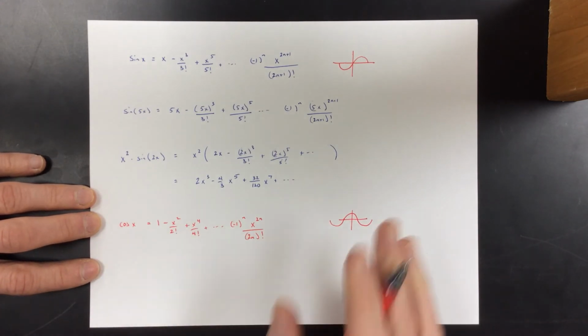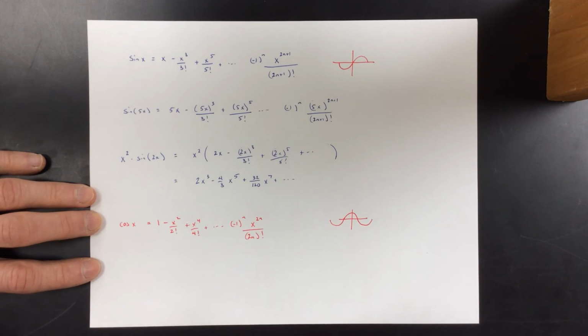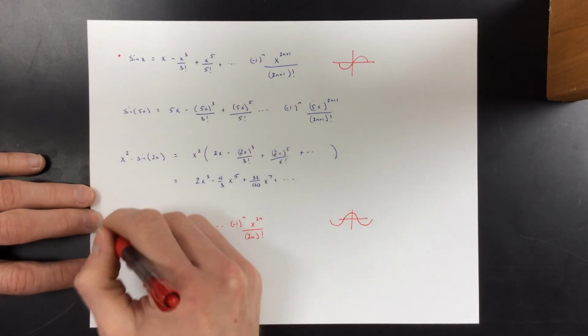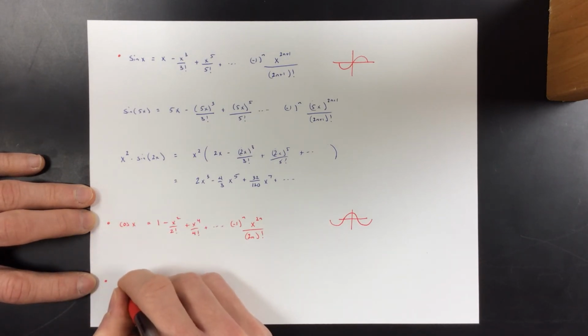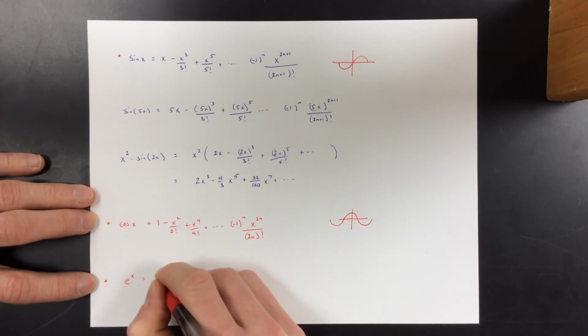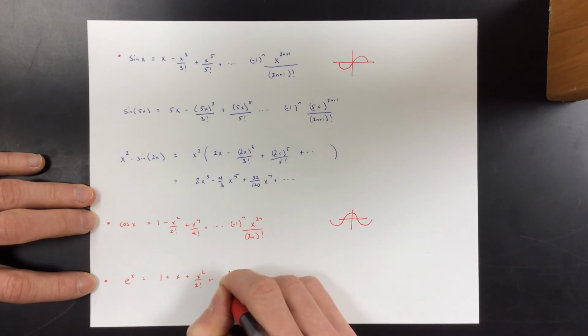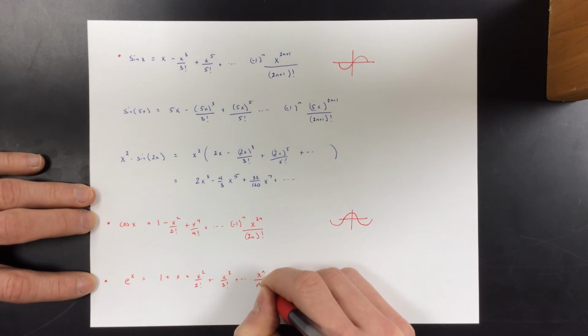And then again, we can do all the substitutions we want. We can do cosine of x squared, we can do cosine of 5x, we can do whatever we want. Sine and cosine are 2 additional ones that we need to know. And then the last pattern is e to the x. E to the x ends up being 1 plus x plus x squared over 2 factorial plus x cubed over 3 factorial plus dot, dot, dot. And it's not an alternating one. It's just x to the n over n factorial.